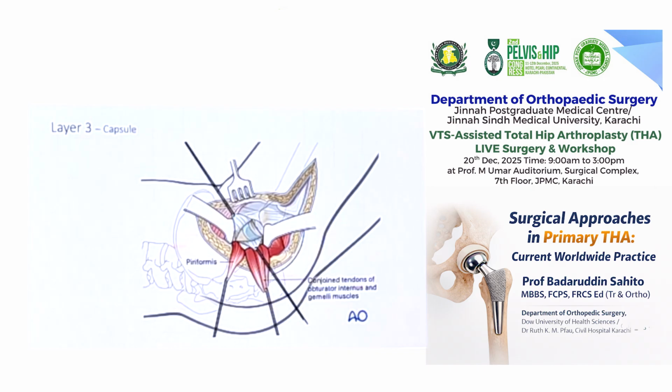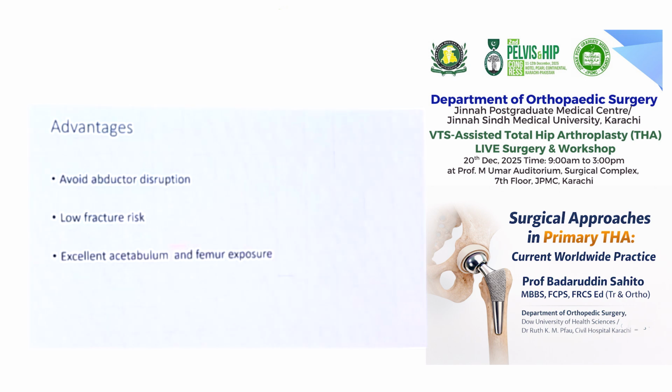Then you will cut the neck and go through the neck. So this is the posterior and posterolateral approach. When you train, everybody in JPMC was doing the posterior approach. So we, being residents, saw all approaches as posterior. So what is the advantage? We don't touch the abductors. This is the biggest advantage. That's why people have less limp. Also a low fracture risk because of excellent exposure around this and excellent exposure of the acetabulum and femur.